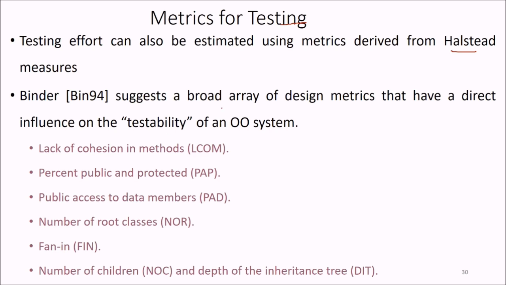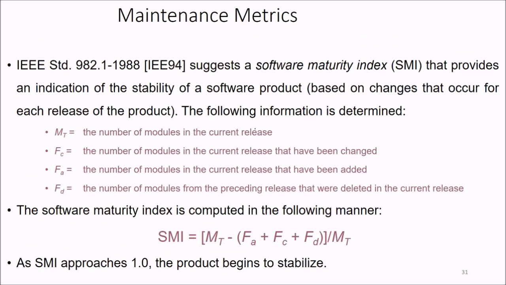Binder suggests a broad way of design metrics that have a direct influence on the testability of an object-oriented system. He listed LCOM, lack of cohesion in methods; PAP, percent public and protected; PAD, public access to data members; NOR, number of root classes; FIN, fan-in; and number of children, and depth of inheritance tree.